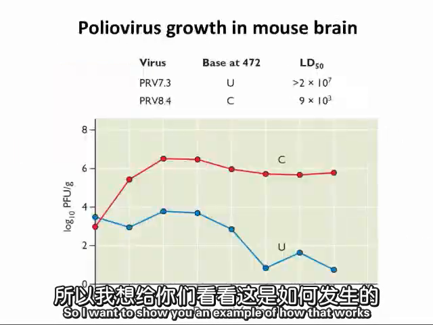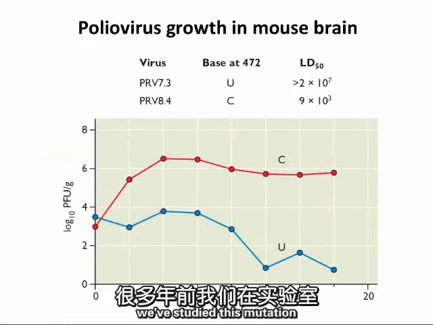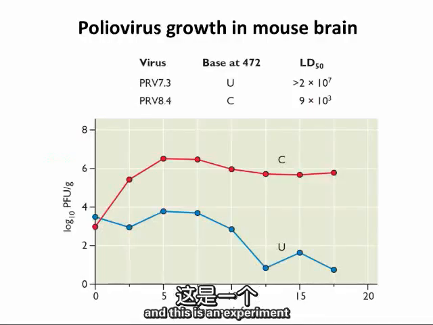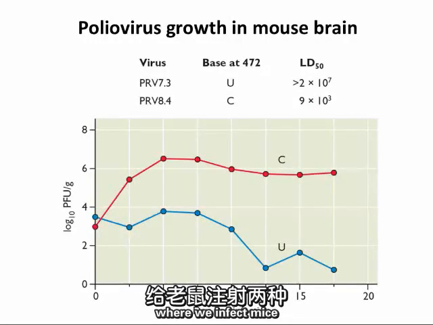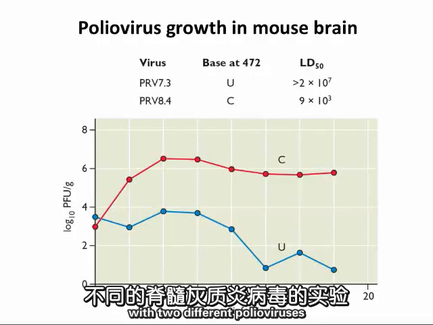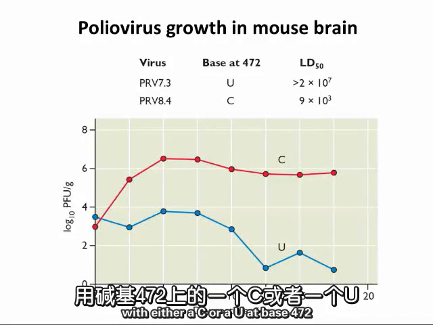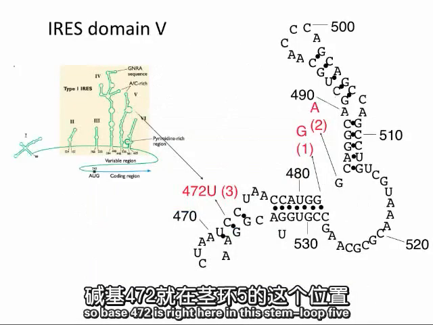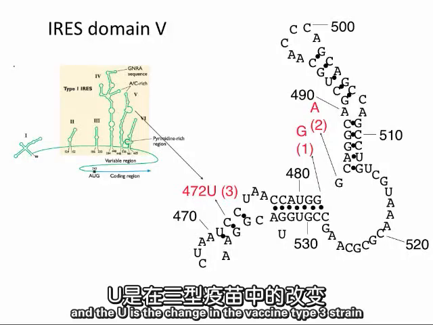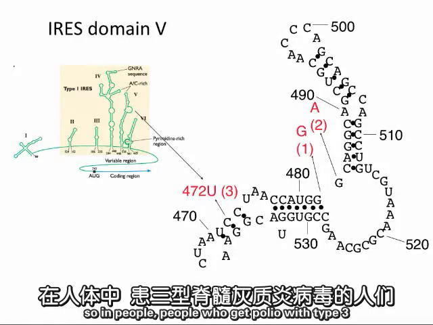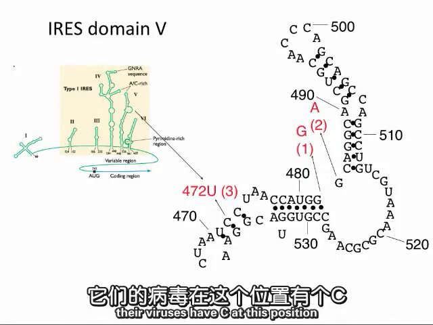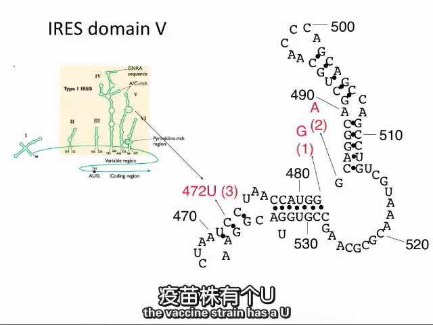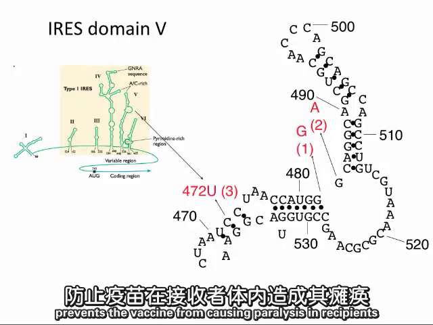So I want to show you an example of how that works. We studied this mutation in my lab many years ago. And this is an experiment where we infect mice with 2 different polioviruses with either a C or a U at base 472. So base 472 is right here in this stem loop 5. And the U is the change in the vaccine type 3 strain. The wild type parent is a C. So in people who get polio with type 3, their viruses have C at this position. The vaccine strain has a U. And just having that U there prevents the vaccine from causing paralysis in recipients.